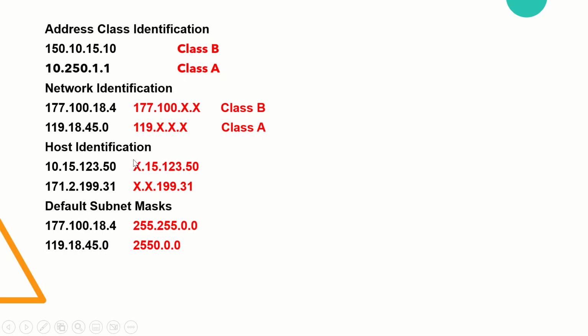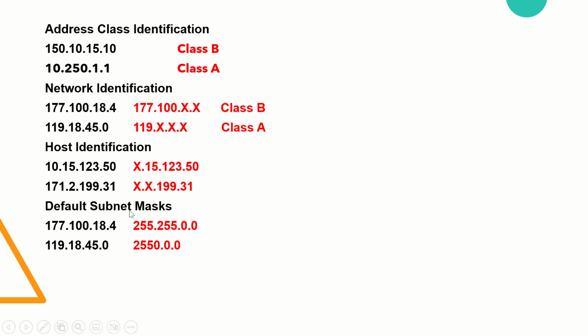Because this is class A. And what about 172.2.171.2? 199.31 is the host portion. And also we have a default subnet mask, and we also have a custom subnet mask. You should calculate the custom subnet mask, but not now. Maybe in the next videos we can talk about it. It's very early to talk about it.